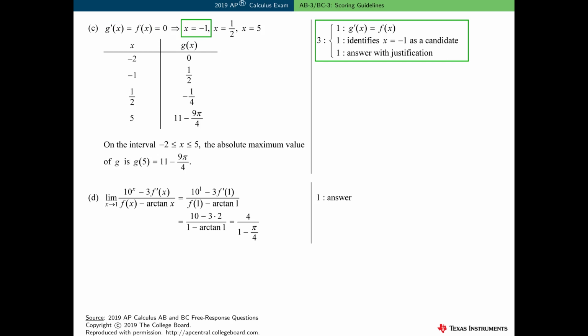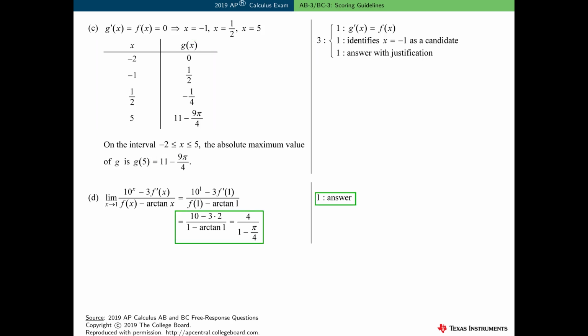The second point was awarded for identifying x equals -1 as a candidate for the location of an absolute extreme value. Now, this is a rare instance in which the student did not need to show the work that produced this candidate. And the third point was for the answer with justification. Here, the answer is the absolute maximum value, not a point, and not just an x value. And the justification in the scoring guidelines is the table of correct values.